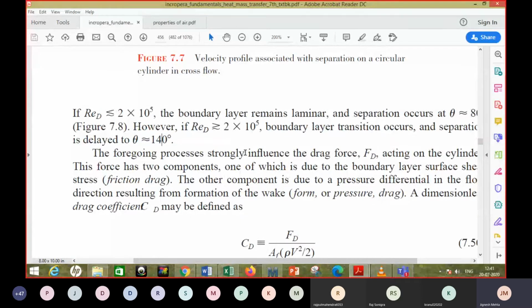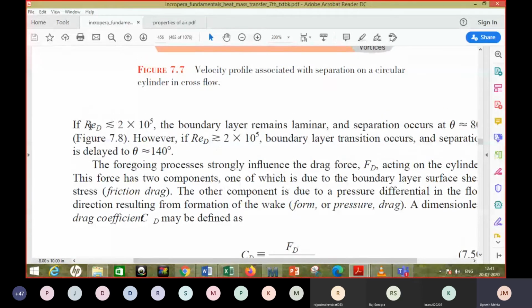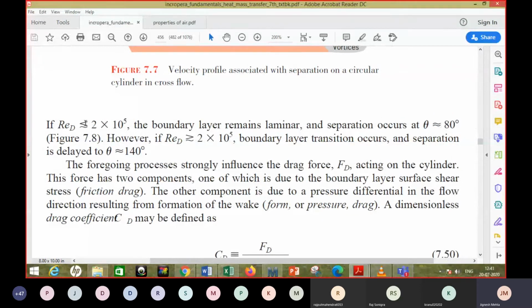So as it was told, the Reynolds number definition, now you know, is rho v d upon mu, so it depends upon the upstream velocity. V is the upstream velocity, d is the diameter. So if the velocity is such that your Reynolds number is less than 2 into 10 raised to 5, then generally it is seen that the flow separation takes place at around 80 degrees, right? So in case of low velocities, the flow separation takes place earlier.